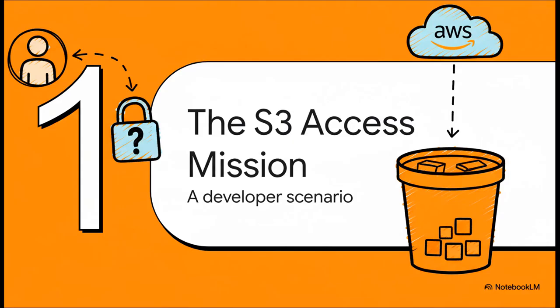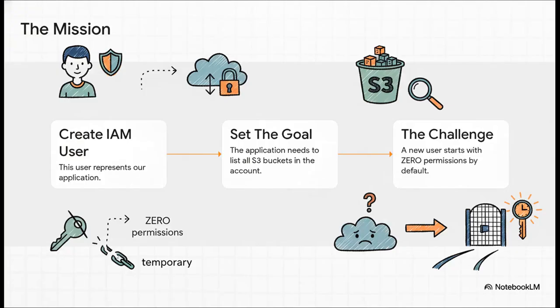Okay, to make this super concrete, let's frame it as a mission. We've got a brand new application, and it needs to do one simple task in our AWS account. This is a classic scenario for developers, and it's the perfect way to see IAM in action from the ground up. So here's the game plan. First, we're going to create a new IAM user. This is going to be the identity for our application. Its one and only goal in life, get a list of all S3 buckets. But, and this is absolutely key, by default, a new user in IAM has 0 permissions, nothing, nada. This is the principle of least privilege, and it's our starting line.